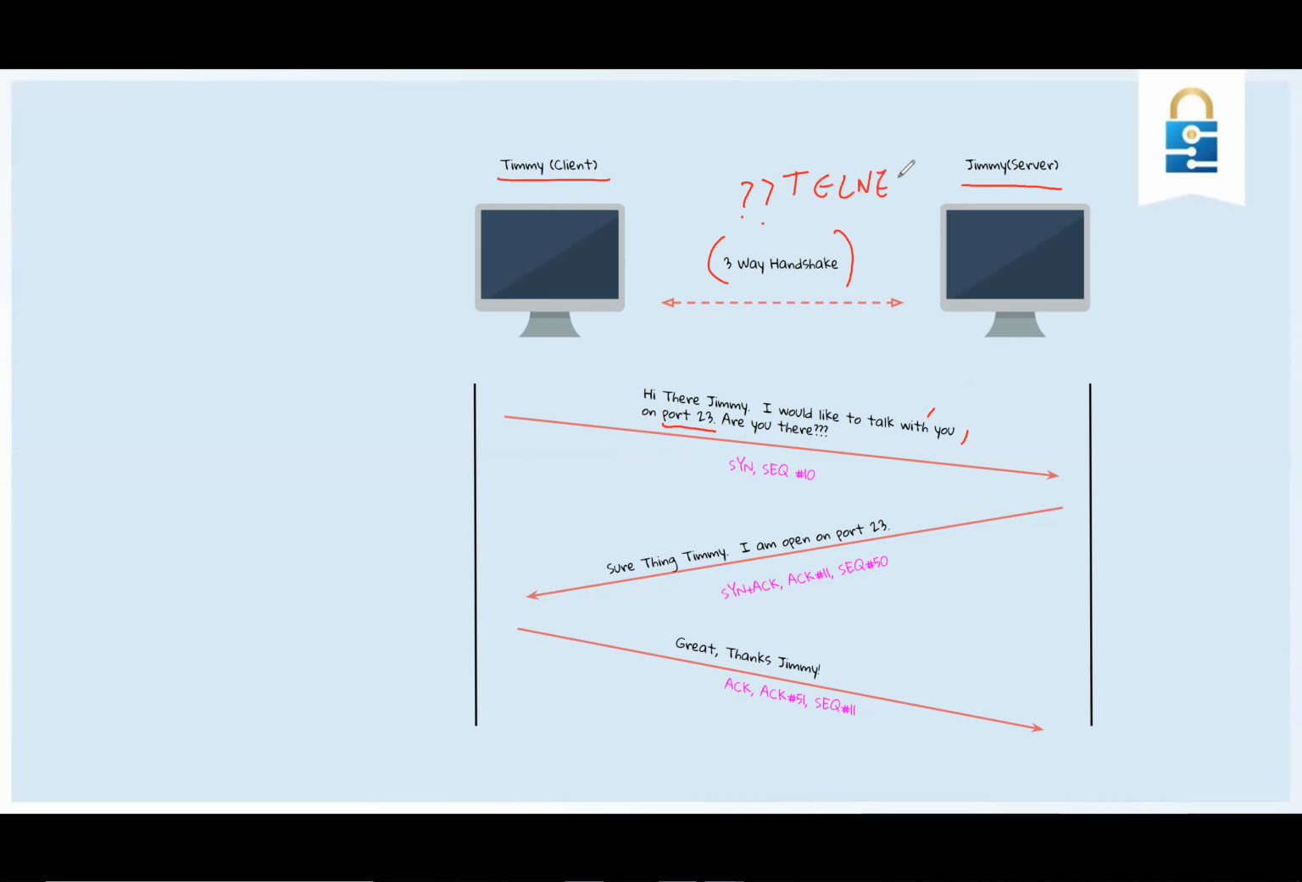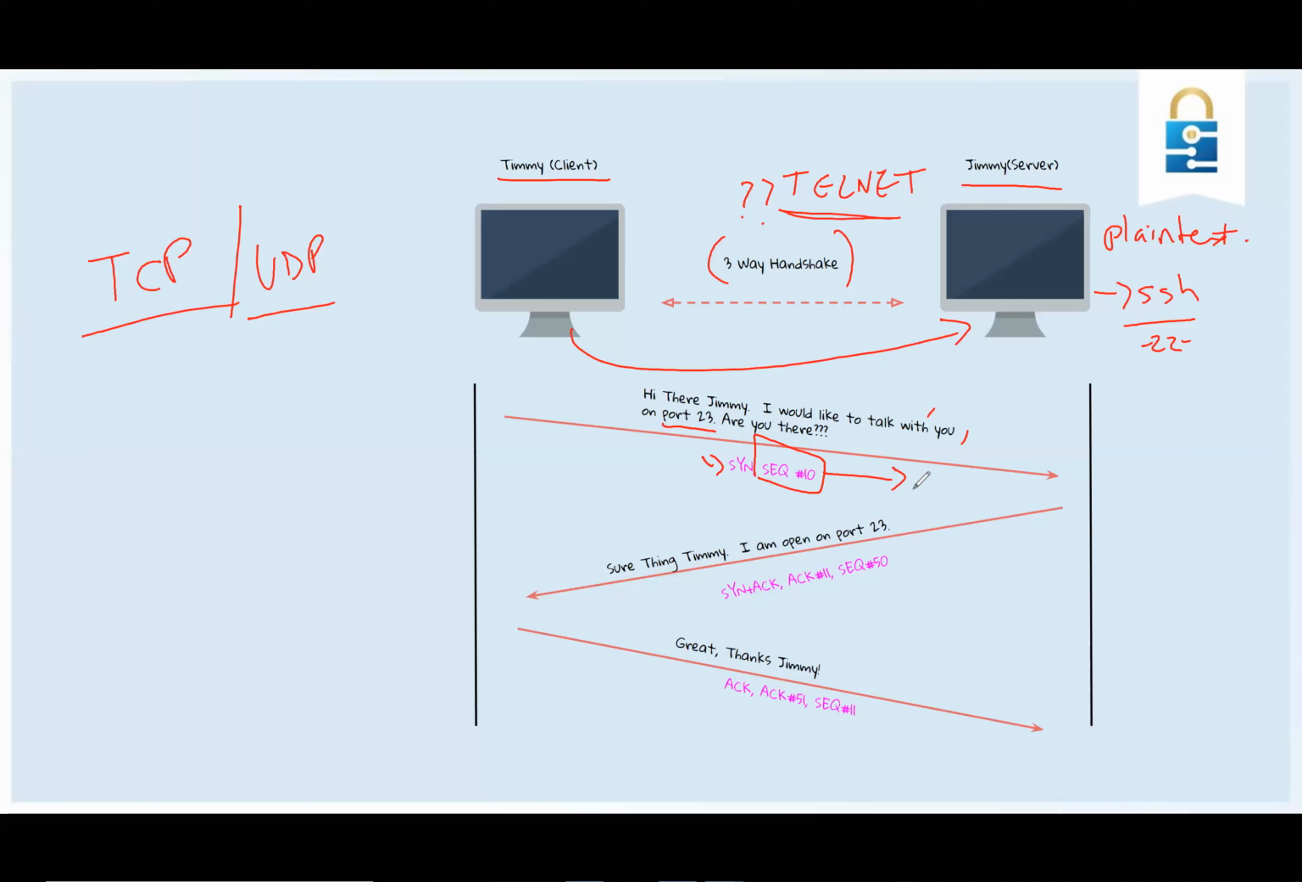Now, these sequence numbers are not 1, 2, 3, 4, 5. It could be 410, could be 201, could be 104. It doesn't matter. This is just a simple explanation for this diagram, right? And then I'll be sending him my sequence number over to Jimmy the server. So Jimmy the server, being a good Telnet server, listening on that port, he will then say, hey, I do have port 23 open.